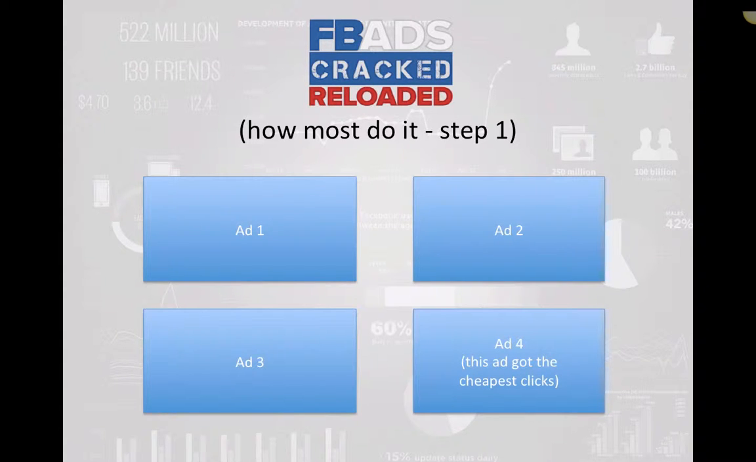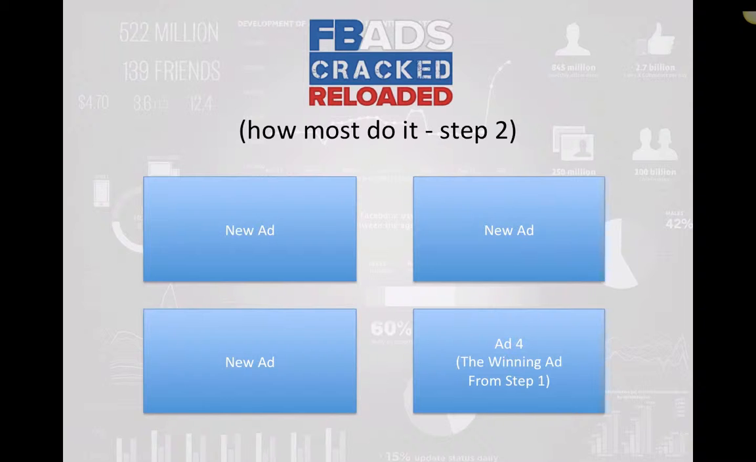So here's how most people do it. You set up 4 new ads, and we're trying to find our control before we split test. So there's 1, 2, 3, 4, and ad 4 gets the cheapest click, highest return on investment, and it's working the best for us. It's the obvious winner. So what most people do is they set up all these new ads, and ad 4 is the winning ad from step 1.